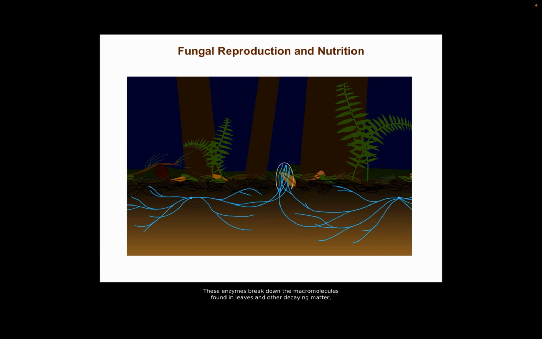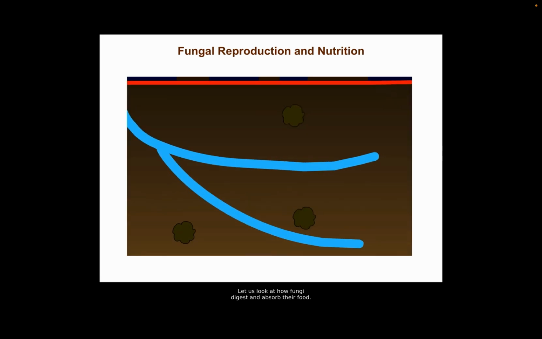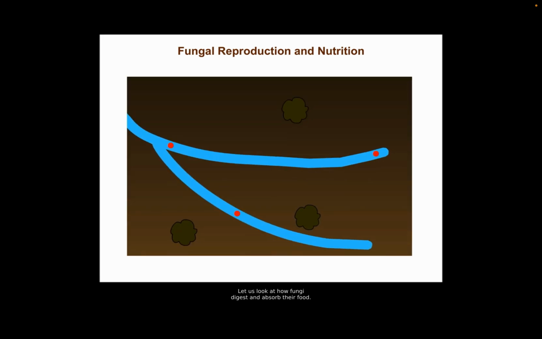These enzymes break down the macromolecules found in leaves and other decaying matter, liberating smaller subunits like sugars and amino acids. Let us look at how fungi digest and absorb their food.